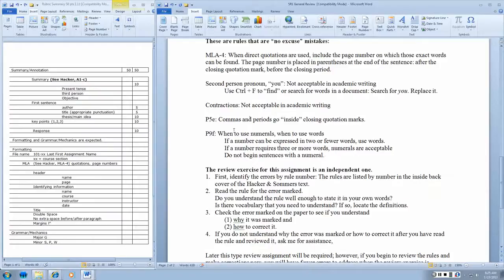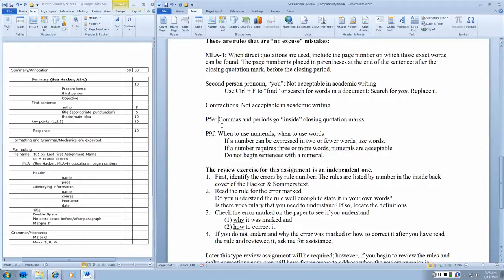As a rule, and there are very few hard and fast rules in grammar and mechanics, but commas and periods go inside closing quotation marks. So if a comma and a period are right there next to a closing quotation mark, it is the mark of punctuation, then the closing quotation mark. When we handwrite, we can fudge a little bit, but when we type, we have to commit.